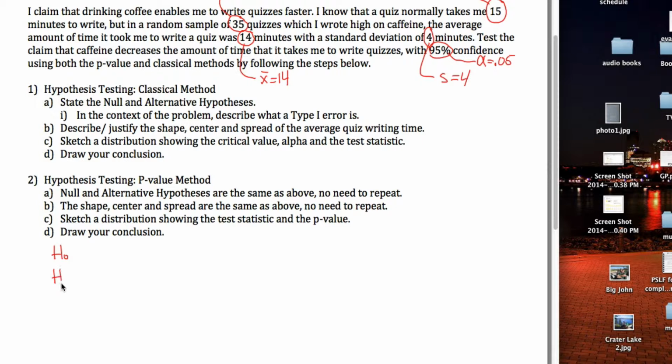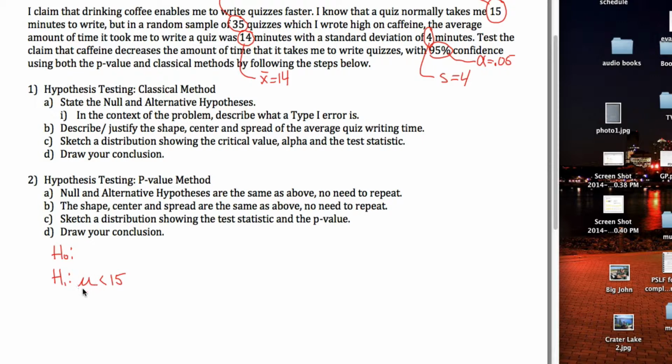I think it's easier to state the alternative hypothesis. The alternative hypothesis is the claim being made. So in this case, the claim being made is that coffee decreases the amount of time that it takes me to write a quiz. So for H1 right here, I'm going to write coffee decreases the amount of time that it takes me to write a quiz. However, that's a little bit wordy. It would be nice if we could write it in symbols. It turns out we can. And it looks like this.